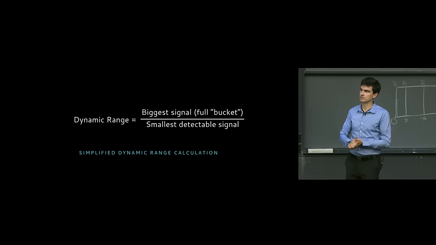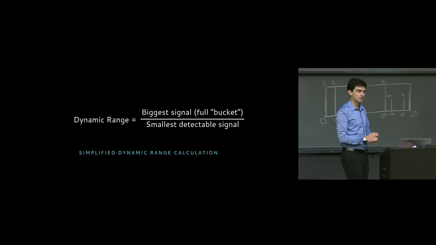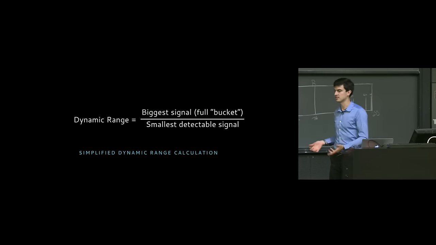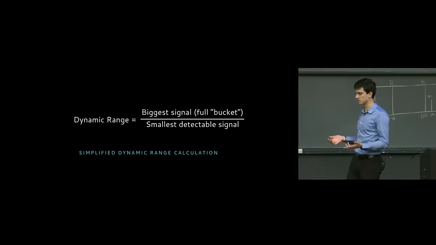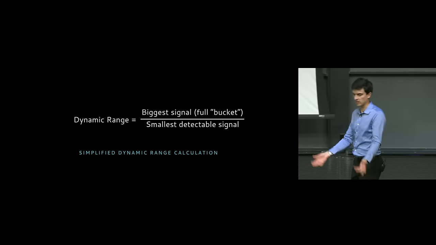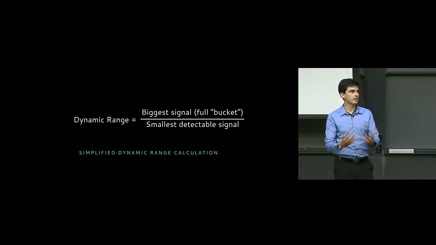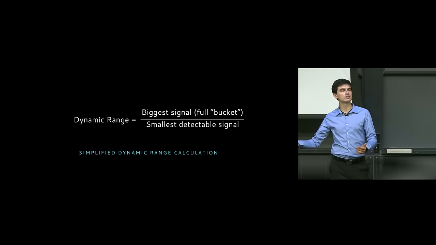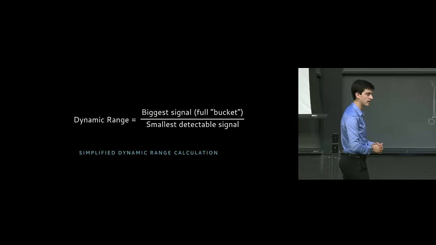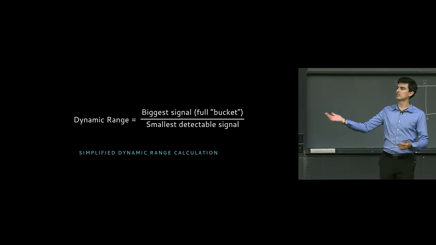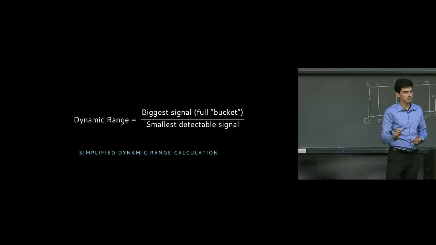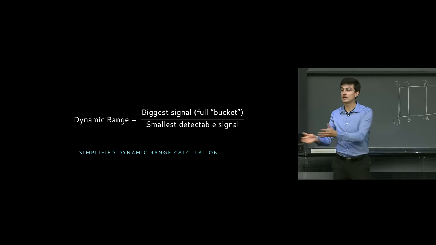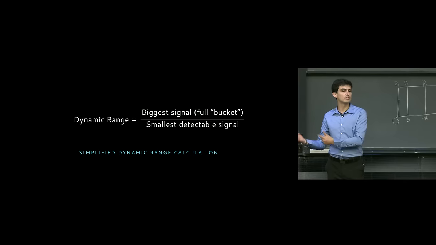You can sort of think of a pixel as a bucket. This is a very common analogy when we're talking about dynamic range and pixels. You can think of it as a bucket that collects rain. If you put a whole bunch of buckets outside, you can collect rain over a wide area, and measure the amount of water in each bucket to determine how much rain fell at each individual spot.